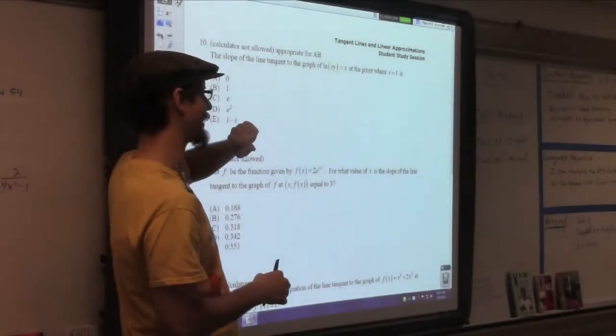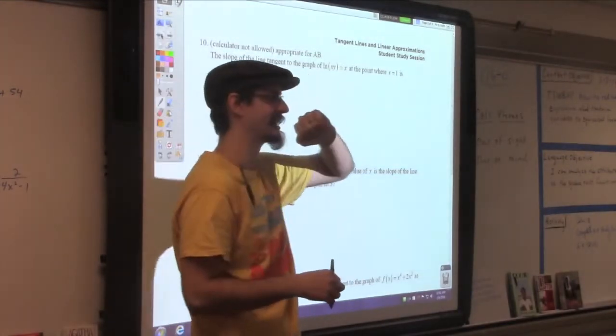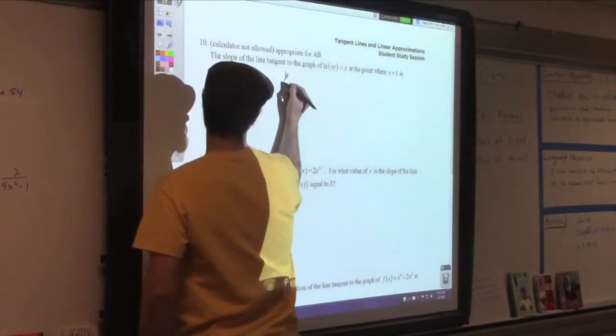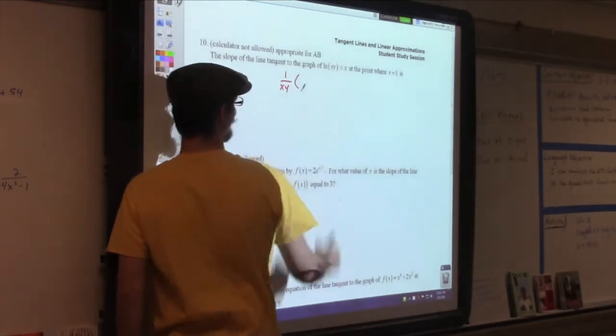The natural log of xy equals x. 1 over xy times.